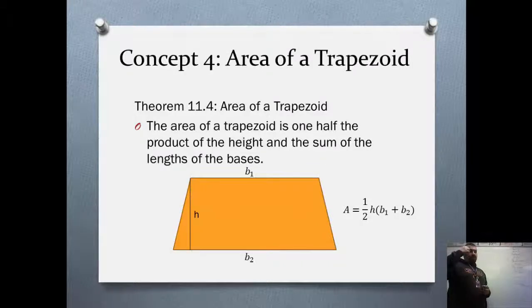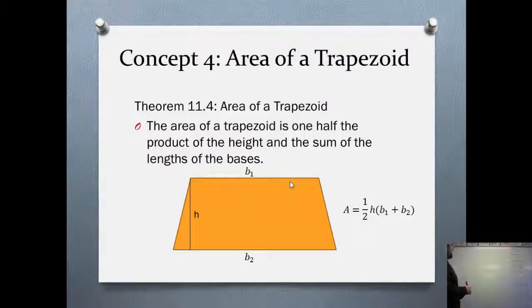The area of a trapezoid is going to be 1/2 the product of the height and the sum of the lengths of the bases. Alright, so if we look at the screen here, if I have a height, which is always going to be perpendicular to both bases, I take this height and multiply it by half, and then multiply it by the sum of the bases. So if I take the bottom base and the top base and add them together, I will get the area.